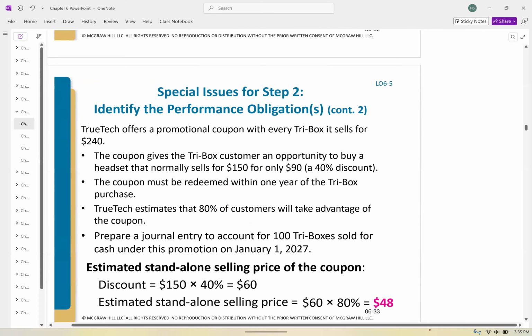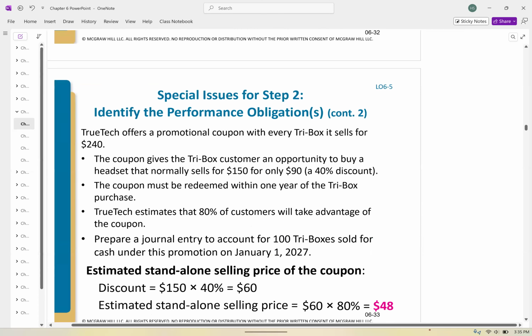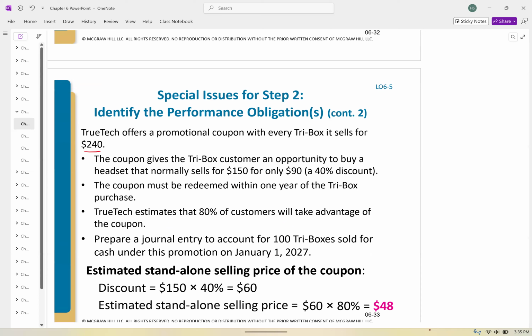We're going to look at another one right here. TruTech offers a promotional coupon with every TriBox it sells for $250. I'm sorry, $240. The coupon gives TriBox customers an opportunity to buy a headset that normally sells for $150 for only $90. The coupon must be redeemed within 1 year of TriBox purchase. TruTech estimates 80% of the customers will take advantage of the coupon. They want us to prepare the journal entry to account for 100 TriBoxes sold for cash under the promotion.